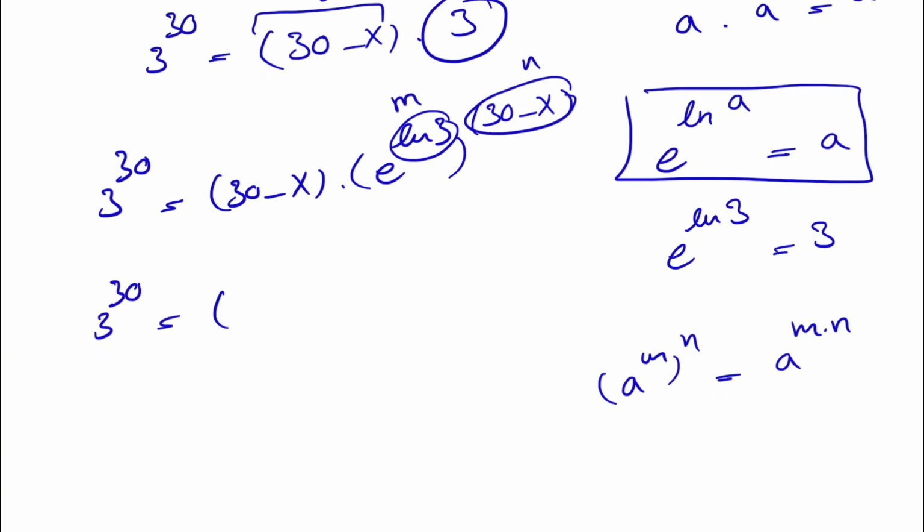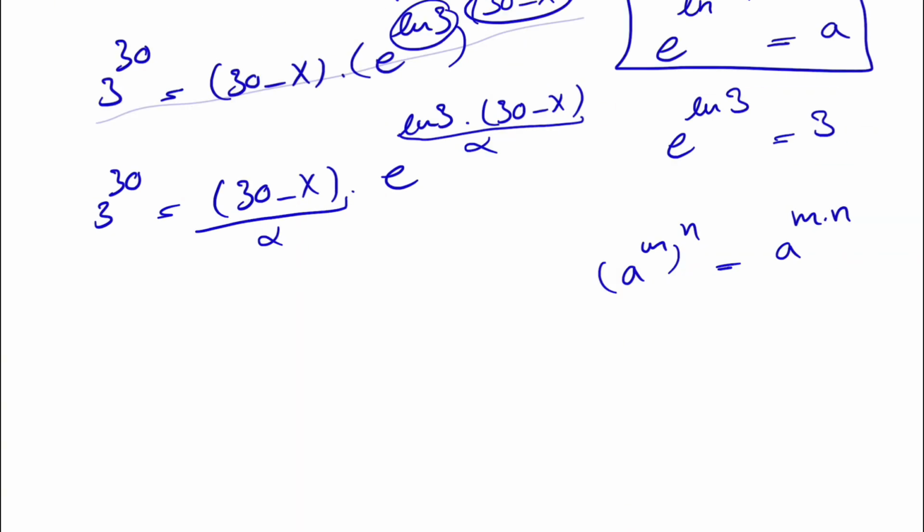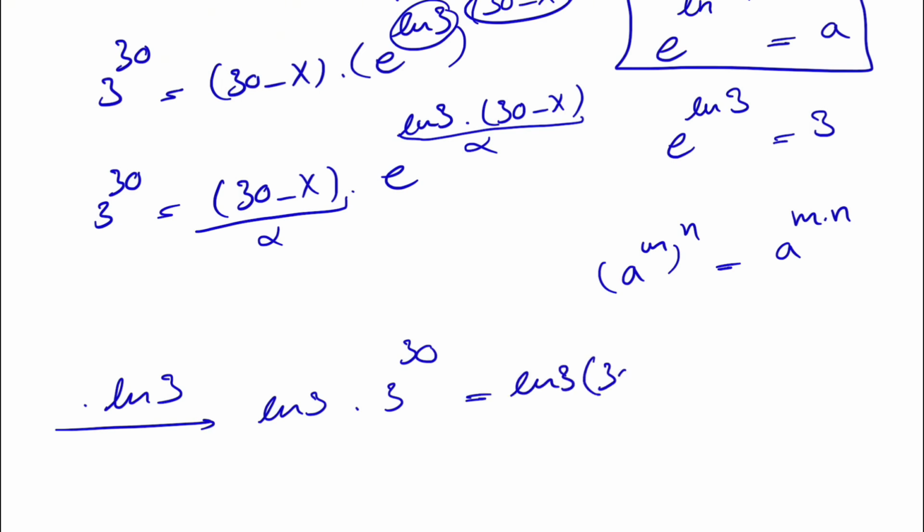So 3 to the 30 is equal to 30 minus x times e to the power of ln of 3 times 30 minus x. So looking at this, we'll see that our alpha is different now. We have ln of 3 in here. There's an ln of 3 that is missing on the back of the e. So if we multiply this equation by ln of 3, on the left side we have ln of 3 times 3 to the 30, and on the right side we have ln of 3 times 30 minus x to the power of e ln of 3 times 30 minus x.